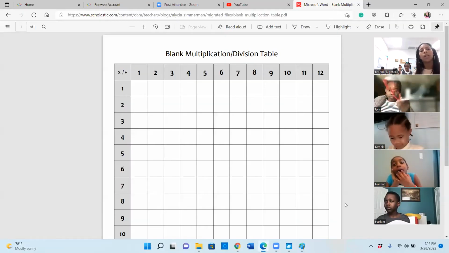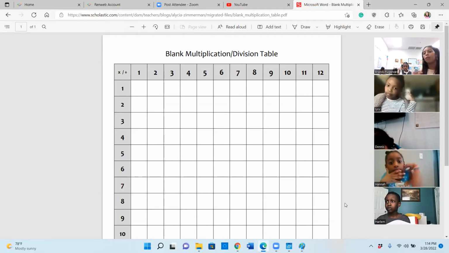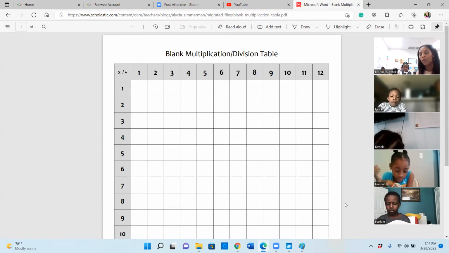Okay, so the multiplication table is used to help you fill in the multiplication chart. If you aren't sure of what an answer is, it helps you to figure out what the answer is.